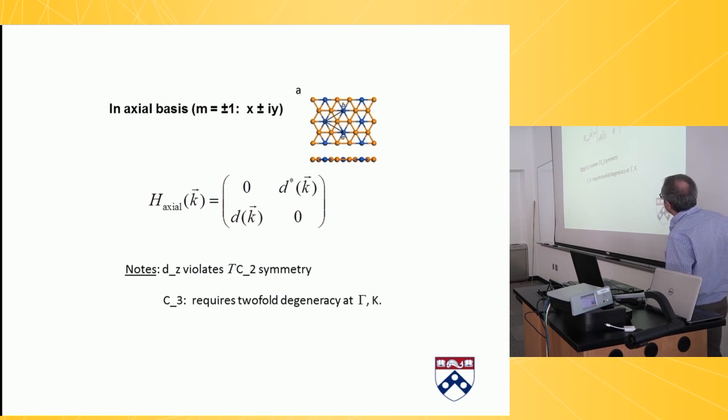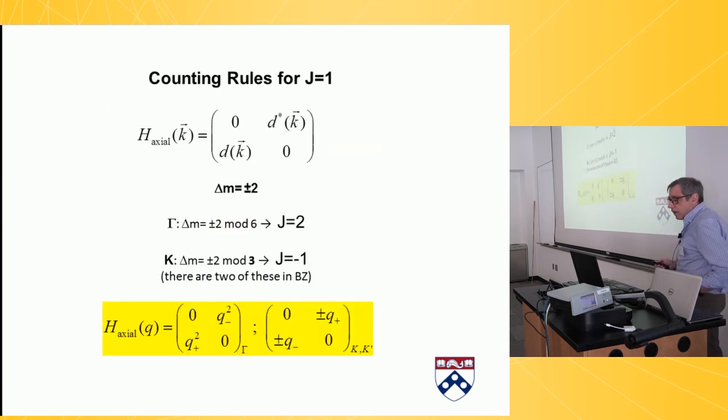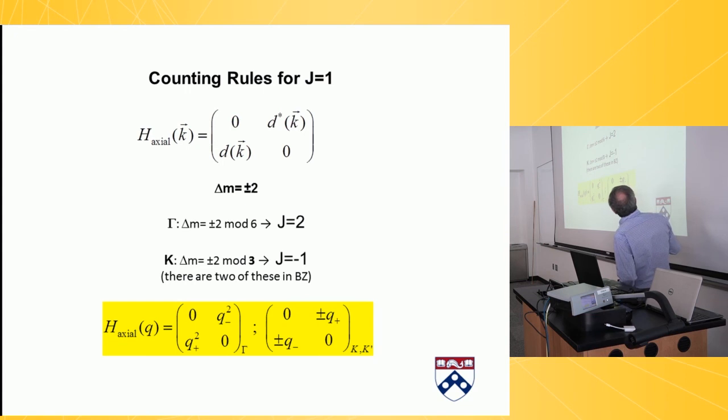So in 2 dimensions, TC2. And again, C3 requires the twofold contacts at gamma and K. And here are the counting rules. We're talking about P-like degrees of freedom. These off-diagonal terms are going to zero at these special points. But now what has to happen as you move away from these points is we're trying to connect states that differ by 2 units of angular momentum.